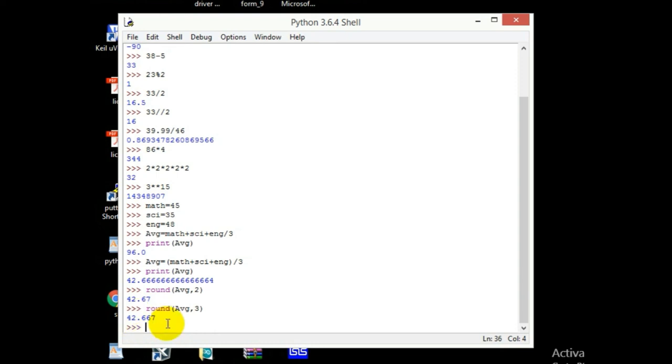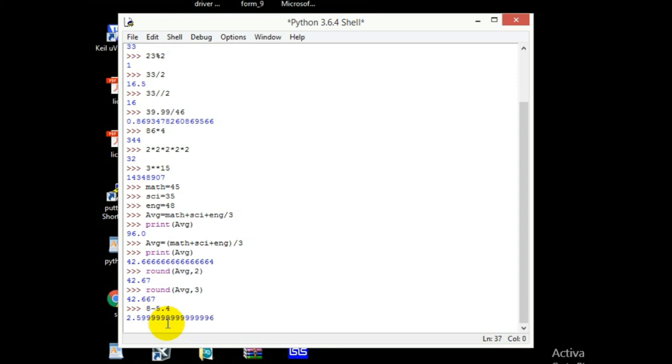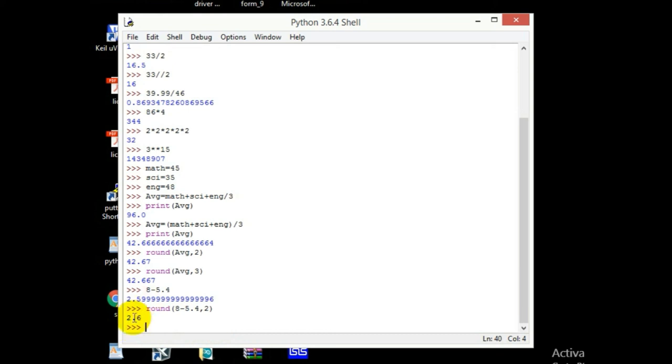Now suppose for example I take the number 8 minus 5.4, so here you can see that it gives me a lot of decimal values. So what I can do here is directly use the function round, and then in the parentheses I can type directly 8 minus 5.4. So here is my number which I want with decimal values of only 2. So this is the number which I want to subtract, till the decimal values of 2. So let's enter and you can see the answer.